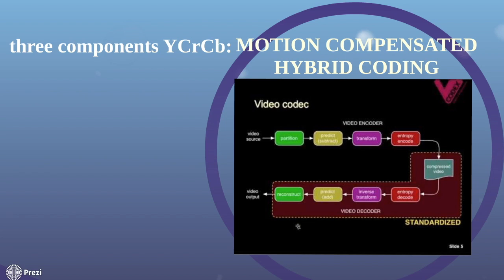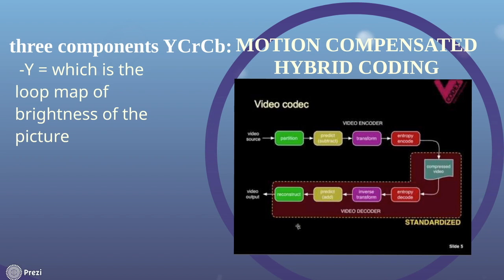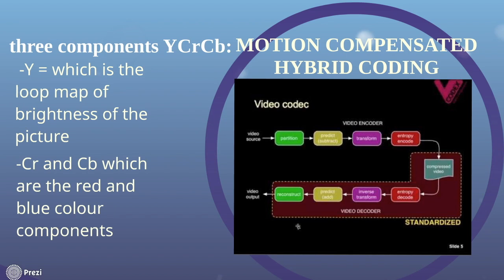Motion compensated hybrid coding. A codec is basically a combination of a decoder and an encoder. A codec is a mathematical way that light is transcribed in the case of video and sound in the case of audio, and transforms it from its analog world, which is what we see and hear, into a form that a computer can read, which is ones and zeros.